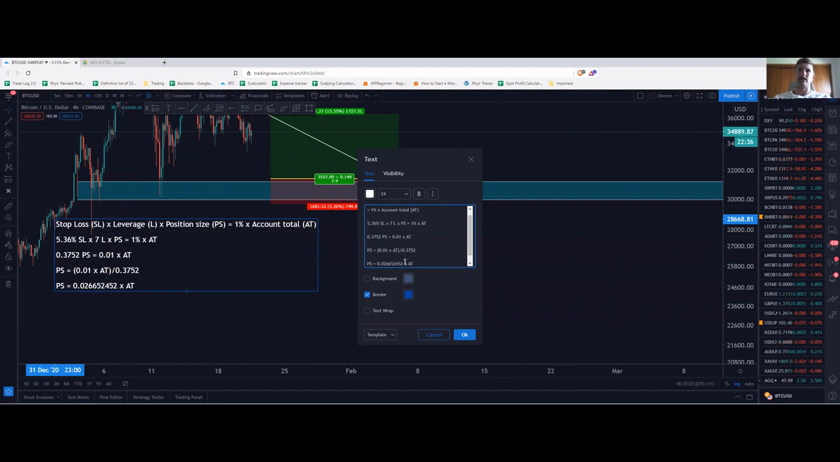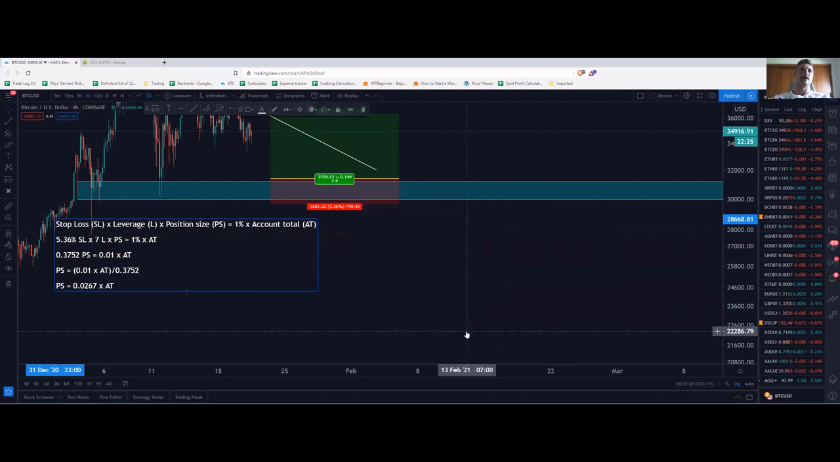Now we'll simplify, because we don't want to be carting around all these numbers. So we'll go 0.267, times the account total. Beautiful. So that's the equation that the calculator essentially uses: you stick in your account total and it spits back your position size based on your stop loss and your leverage.